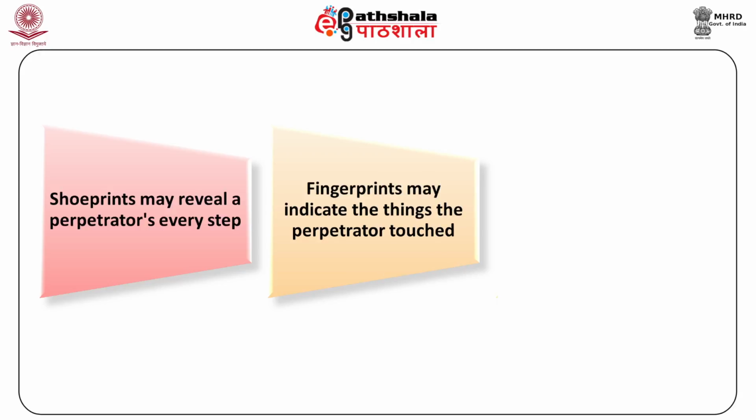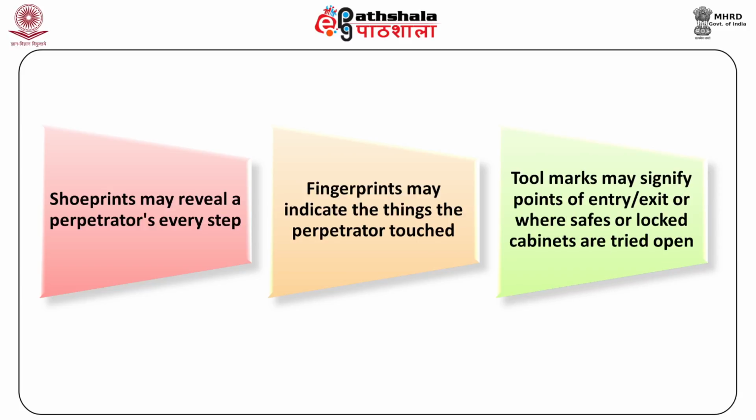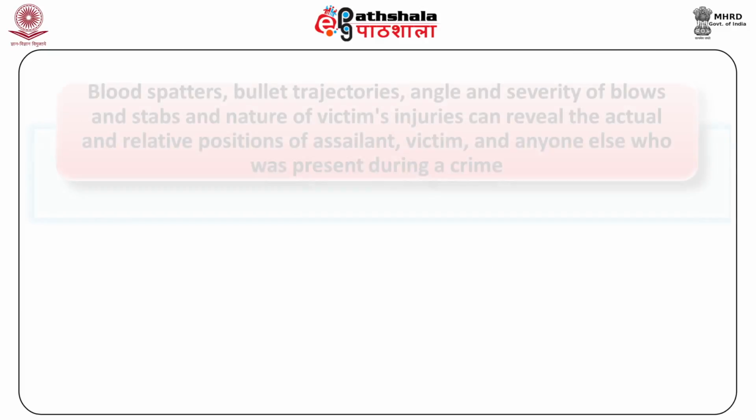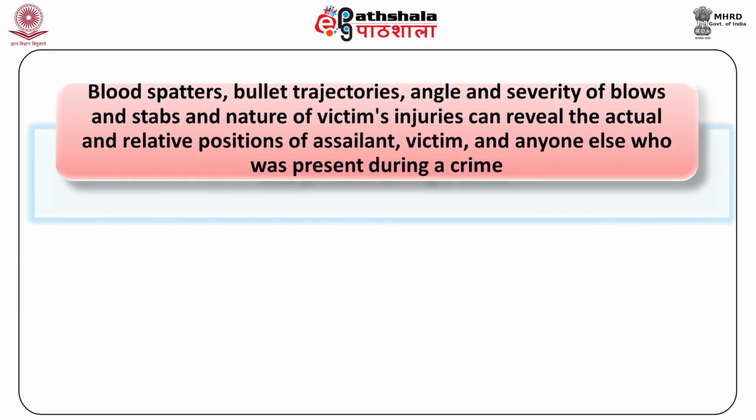Second, fingerprints may indicate the things the perpetrator touched. Next, tool marks may signify points of entry, exit or where safes or locked cabinets were tried open. Next, blood spatters, bullet trajectories, the angle and severity of blows and stabs and the nature of the victim's injury can reveal the actual and relative positions of the assailant, victim and anyone else who was present during the crime.